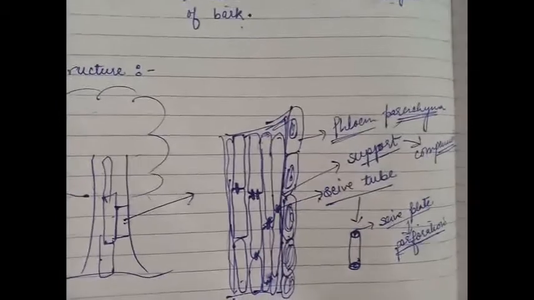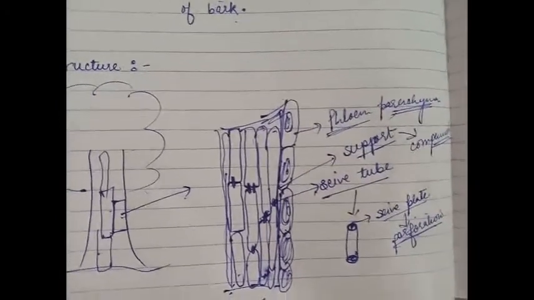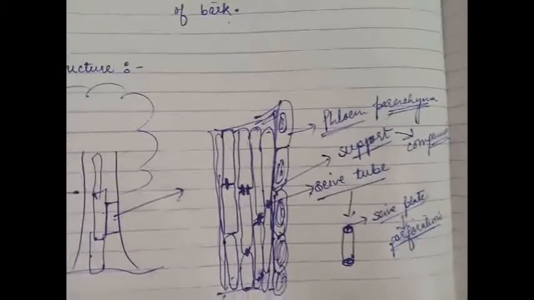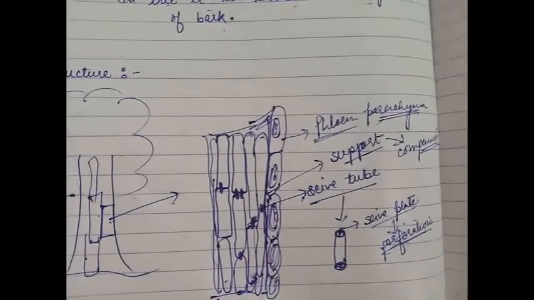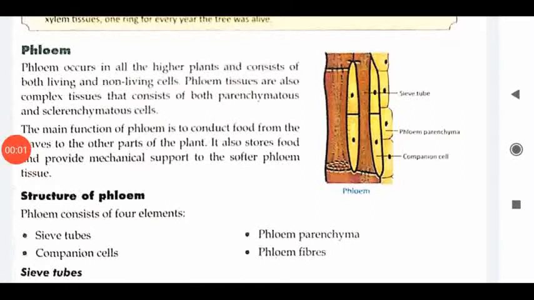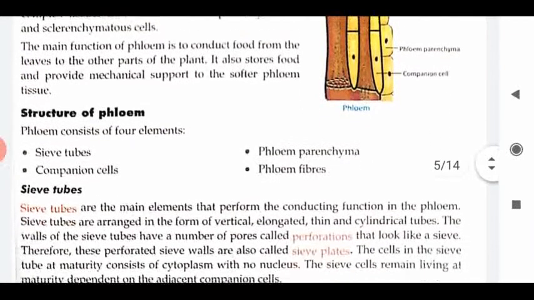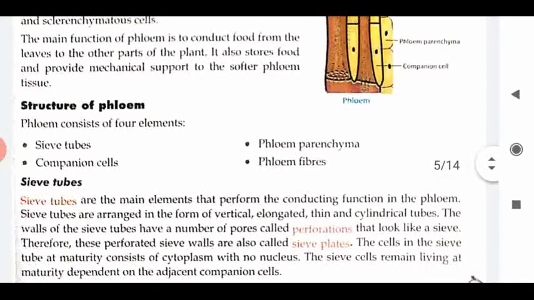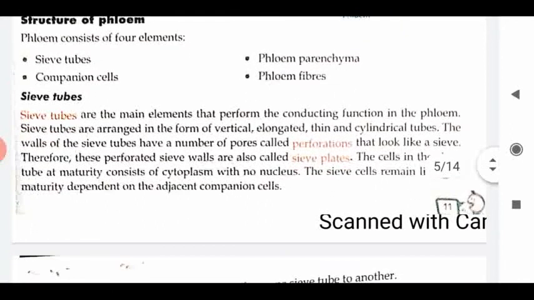Now we will see the detailed organization and structure of all these. You can see in your book that the structure of phloem consists of sieve tube, companion cell, phloem parenchyma and phloem fiber. So first of all, we will go through the sieve tube.